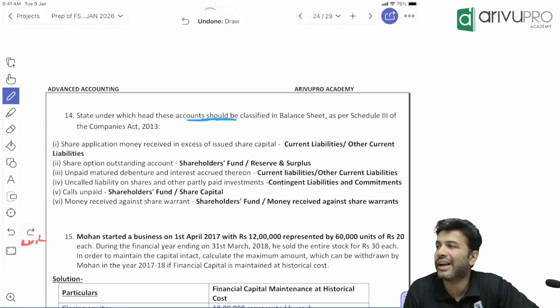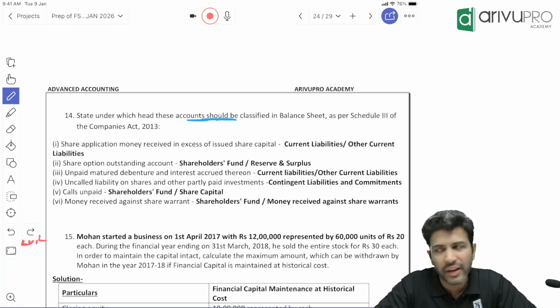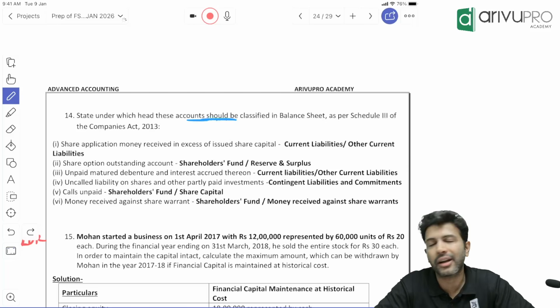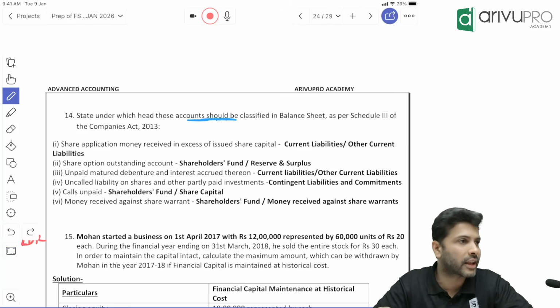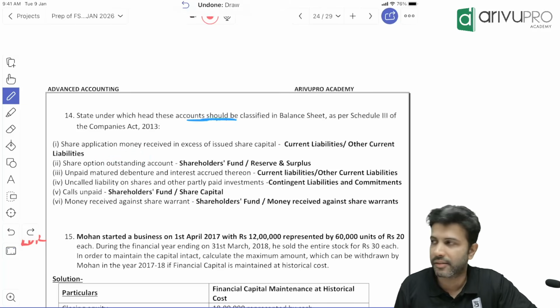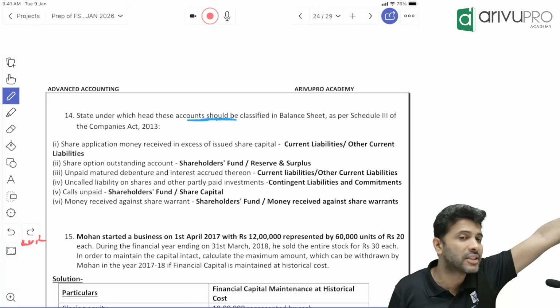Share option outstanding account. Now remember, when employee stock options, ESOP, were given, there we had some ESOP outstanding. Where will that come? Actually, it depends on the type of instrument given. More about that you'll learn in Ind AS 102 in CA Final. It can be a reserve or it can be a liability also, depending on what instrument you have given to your employee. If shares are given, then employee stock outstanding will come under reserves and surplus. If something else is given, then it is a liability.